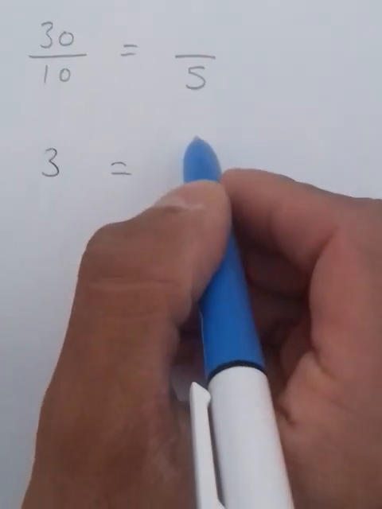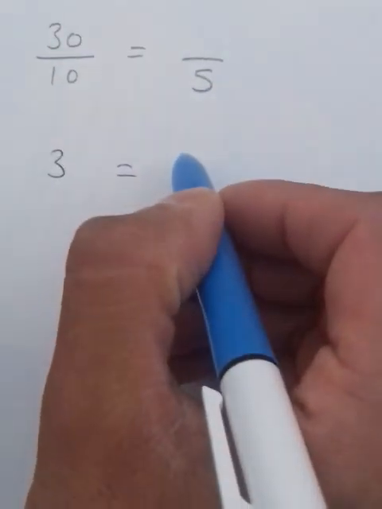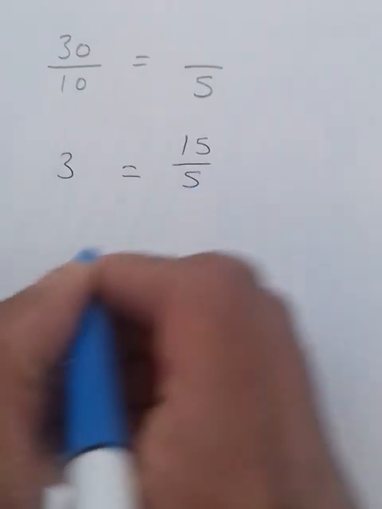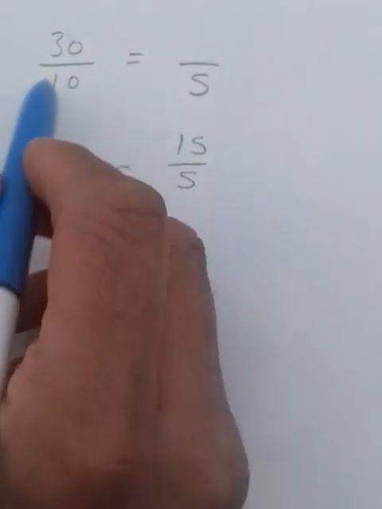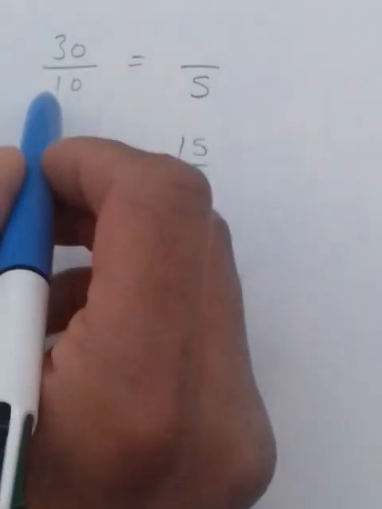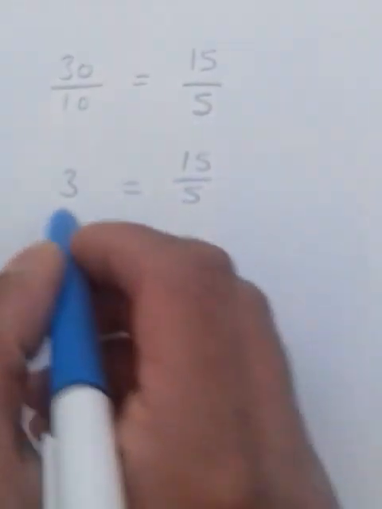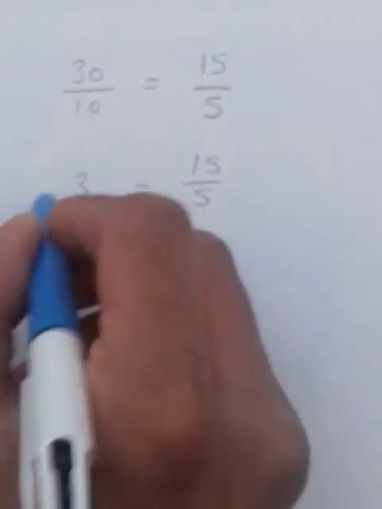Okay, and what is that the same as? What divided by 5 equals 3? It's 15. So 15 divided by 5 equals 3. So that balances it out. So these two would be equivalent. So 30 divided by 10 is the same as 15 divided by 5. So you can see, you can look at it as a division.